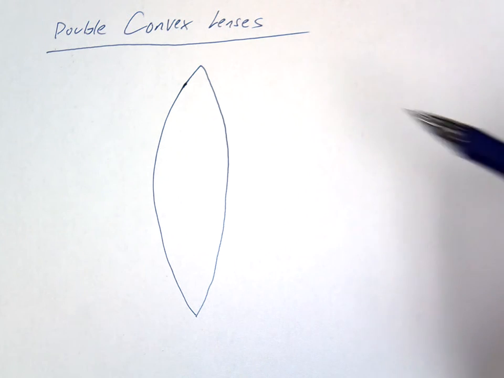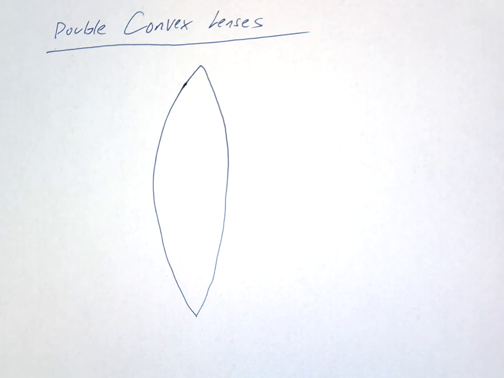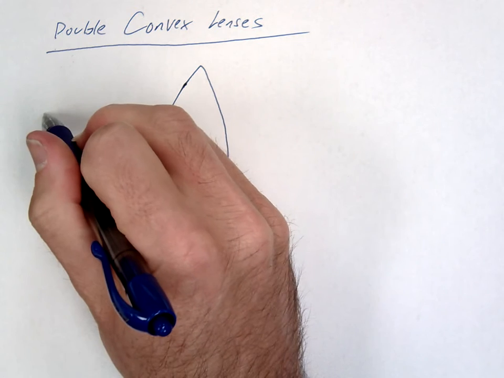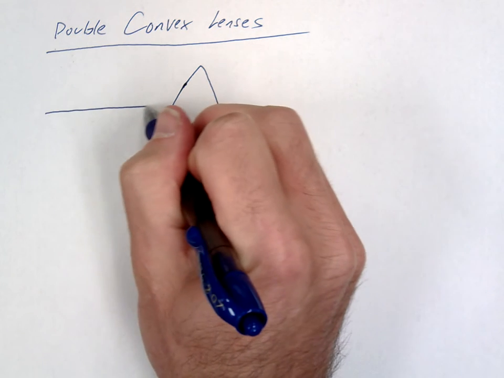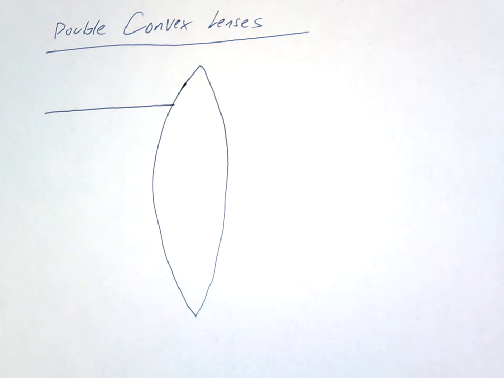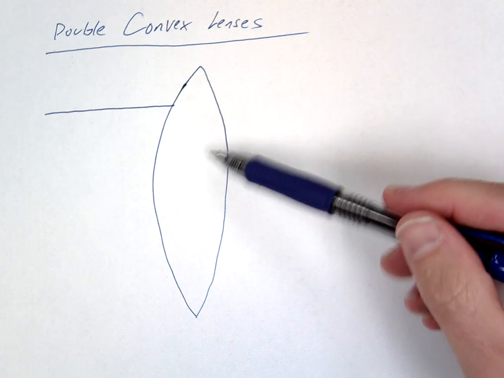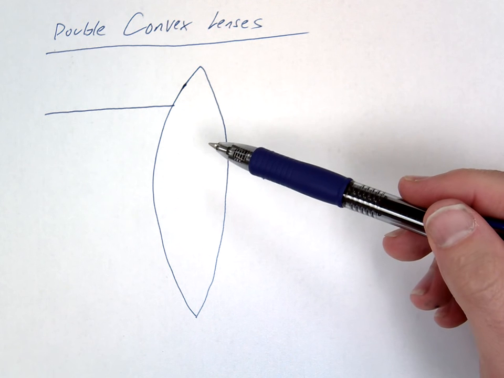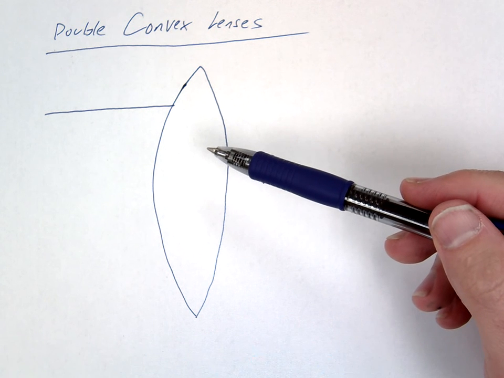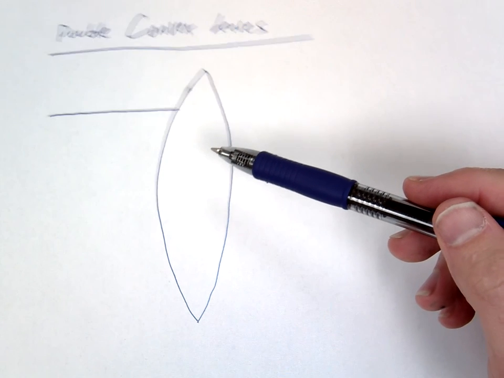Alright, so let's look at the physics of this type of lens, the double convex. So we're going to send some light through, just like we did with the mirrors. We're going to send it in parallel to kind of the base, to the surface. Now the difference between a lens and a mirror, this is glass here, right? So what's the light going to do? Instead of reflecting in a mirror, it's going to refract.